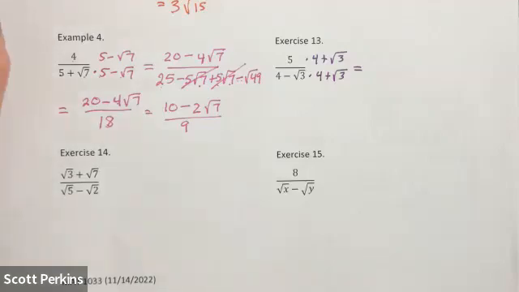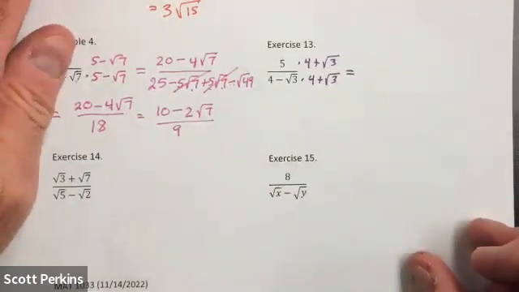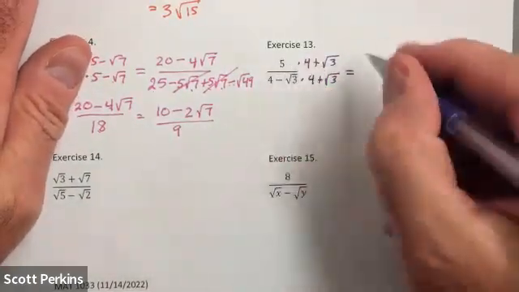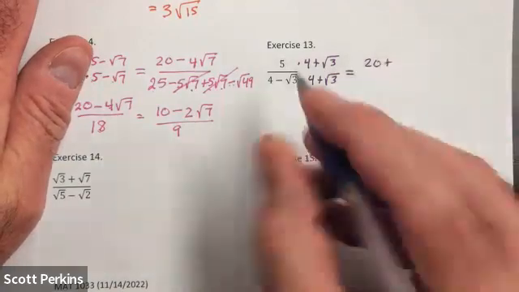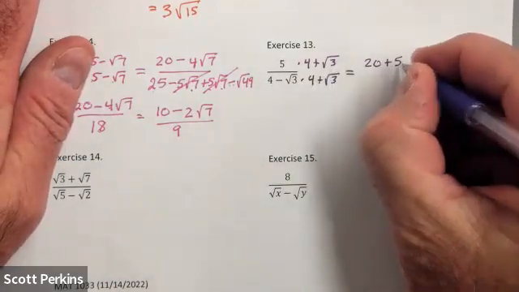All right, so you told me the conjugate was 4 plus the square root of 3. That's great. So up top, I have 5 times 4 is 20. And then 5 times the square root of 3 is 5 square root of 3.